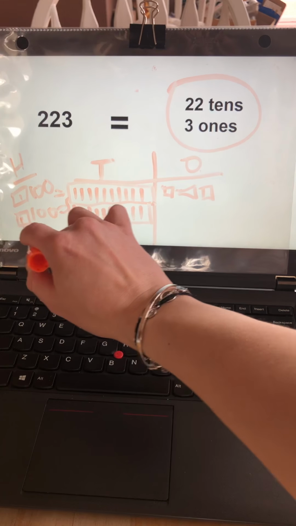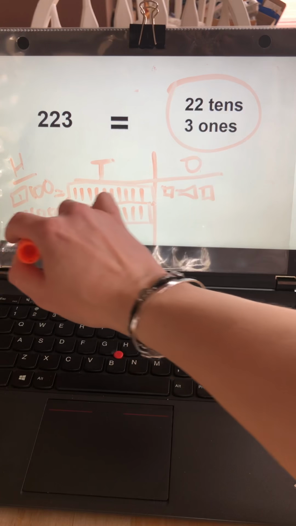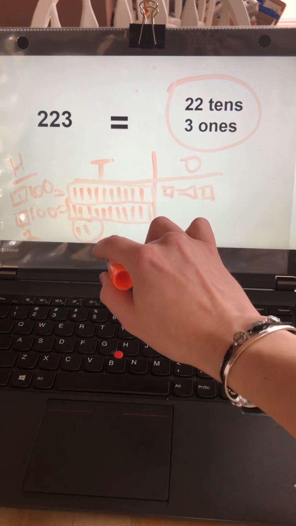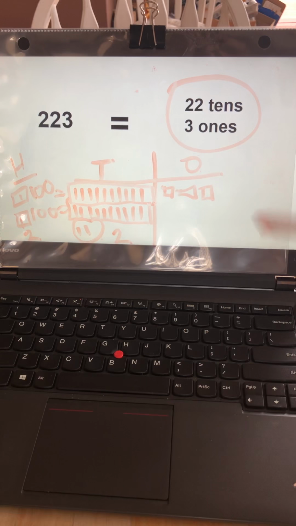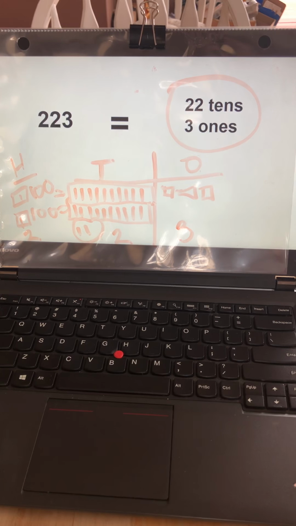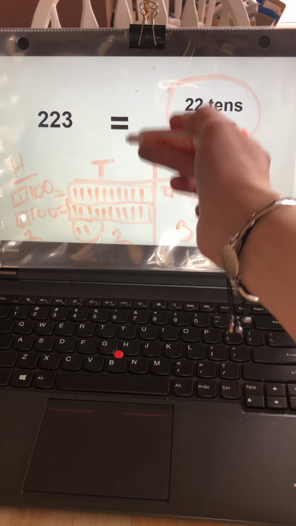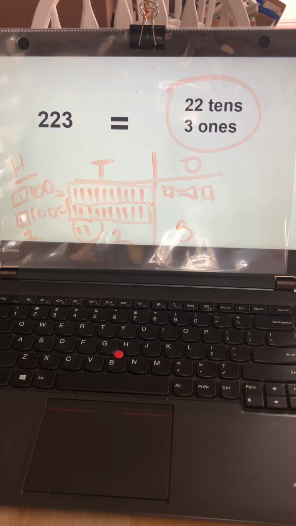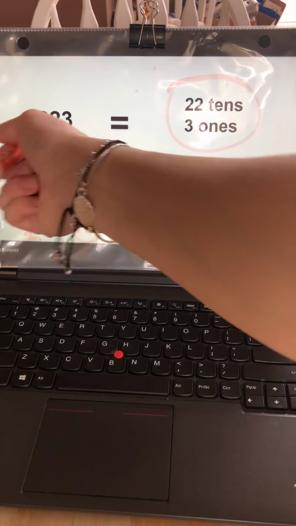So if I have 2 hundreds, how many tens do we have left? 2, right? And then how many ones do we have? 3. So is 223 equal to 22 tens and 3 ones? Yes, it is. This is equal.